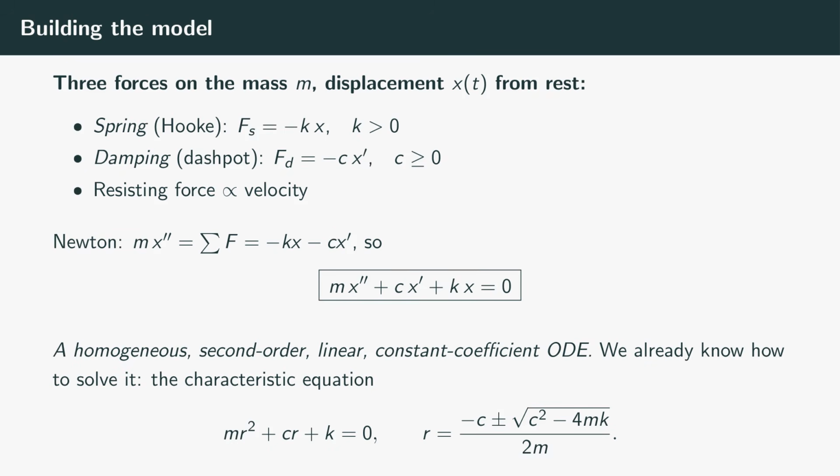Second, the damper, or dashpot. Think of a piston moving through oil. It resists motion in proportion to velocity, so that force is minus c times x prime, where c, the damping constant, is greater than or equal to 0.